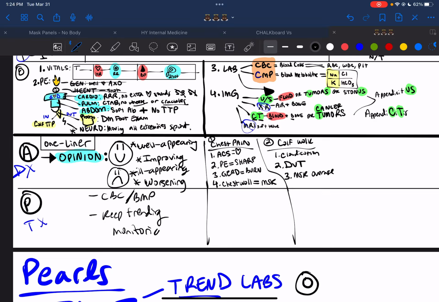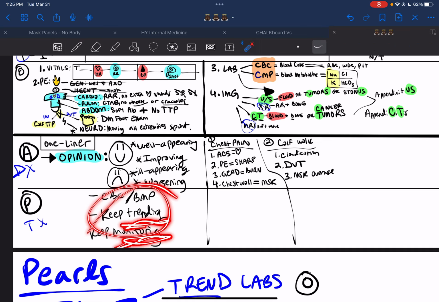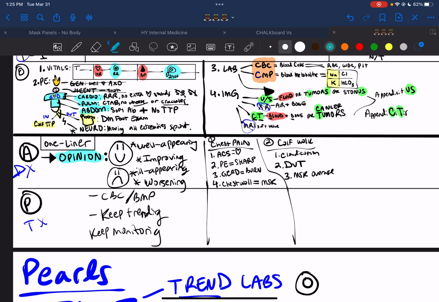These are like some generic phrases, at least if you're not really sure what to say. Like, yeah, keep trending, keep monitoring. That's another little trick. So let's put that as well in orange. Tricks in orange. Keep trending, keep monitoring, and see how he does. That's a good filler phrase.